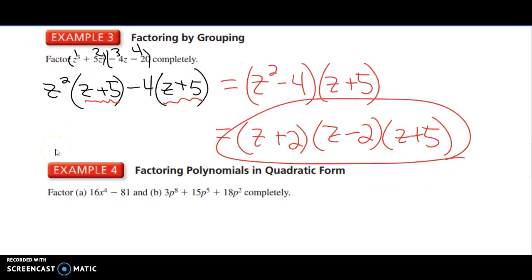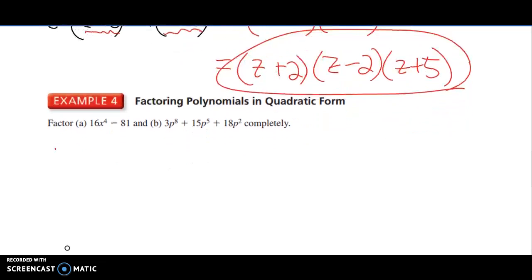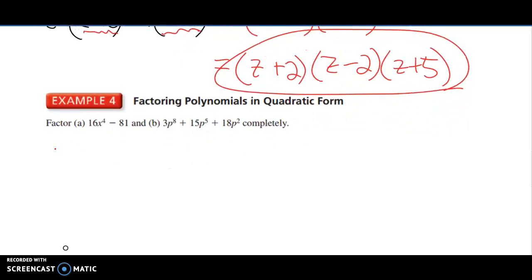Then taking a look at example 4, I want to factor polynomials in quadratic form. So looking at part A, I know that I have perfect squares here. 16x to the 4th and 81, they're all perfect squares. So I can rewrite that and say, what's the square root of 16x to the 4th? Well, it would be 4x squared to the second power.